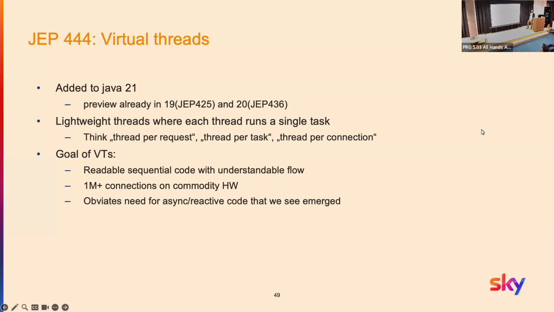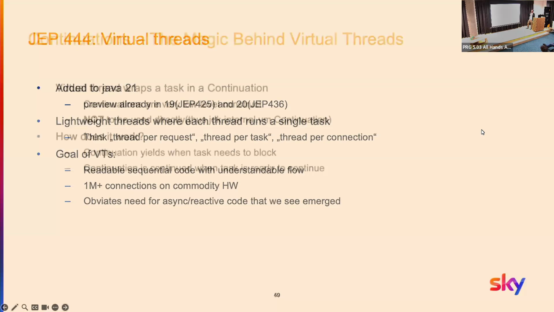The aim was to create more than 1 million connections on commodity hardware so that you can handle all this stuff. The more you can handle with a single container, the more you can get rid of things like configuring autoscalers and other boring DevOps stuff. And it should hopefully obviate the need for this reactive code that everybody hates, but it's so fancy that we all tried and probably failed, most of us, at least I did, to get it right. I mean, it worked, but I didn't like it.